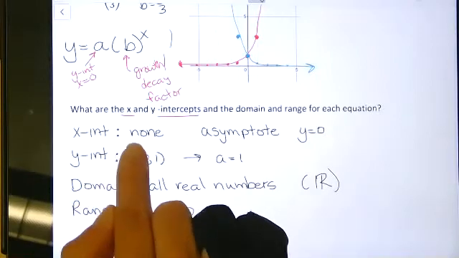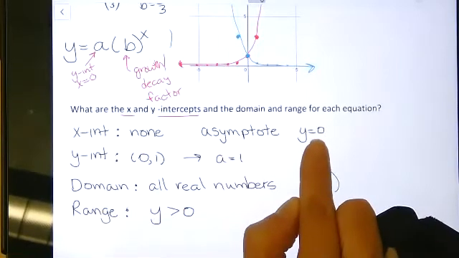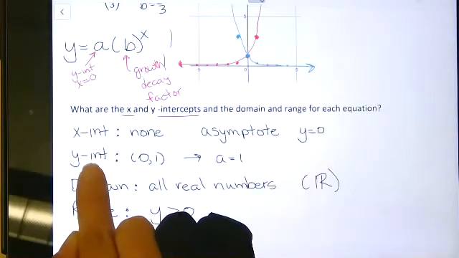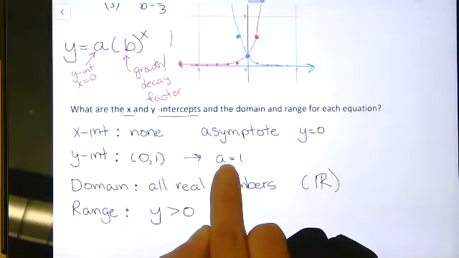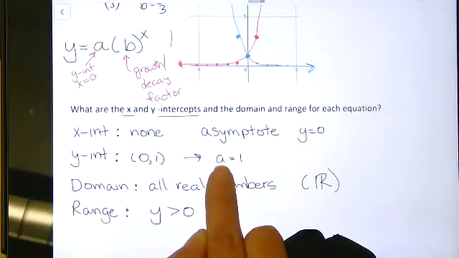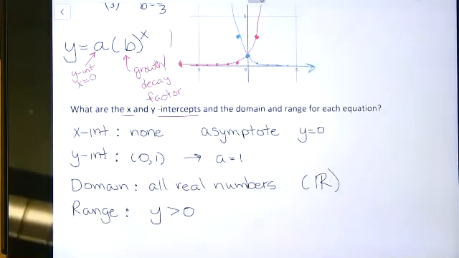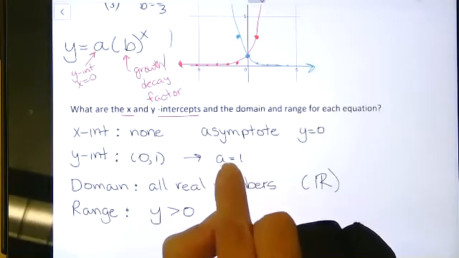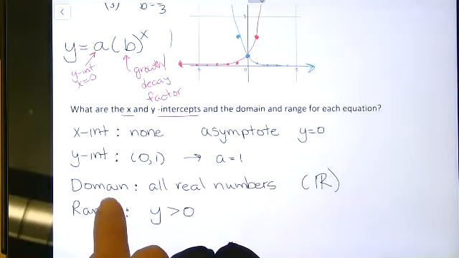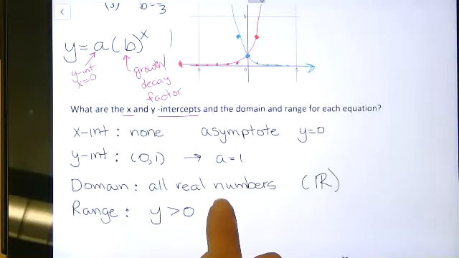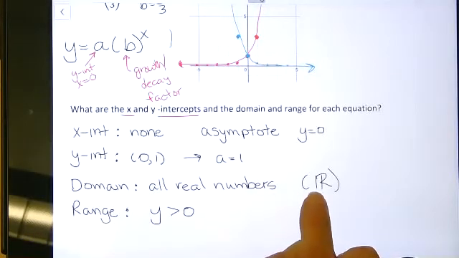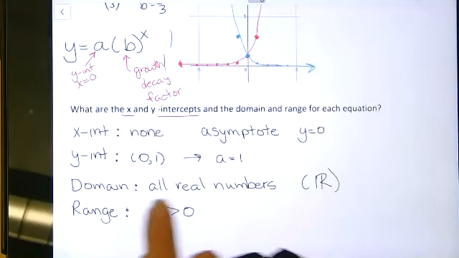In other words, every exponential will have no x-intercepts. Instead, it will have an asymptote at y equals 0. Every exponential we look at will have a y-intercept based on the value of a. So that value will change, but every exponential will have one y-intercept based on that value of a. All exponentials will have a domain of all real numbers. That means they go forever to the right, forever to the left, all real numbers. Every exponential will have a range of values of y that are greater than 0.